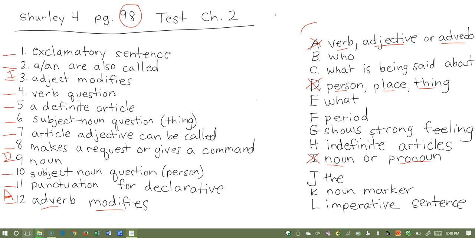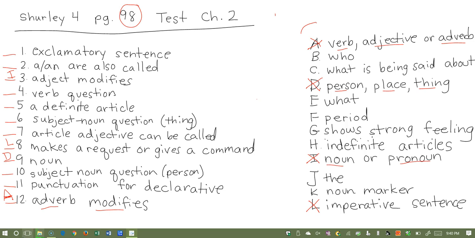Ooh, let's try this one. I like this one. An imperative sentence gives a what? What is that imperative sentence? An imperative sentence gives a command or makes a request. That's one of our sentence type chants. Can we find that over here? Makes a request or gives a command. That's number 8, L. An imperative sentence makes a request or gives a command. All right.